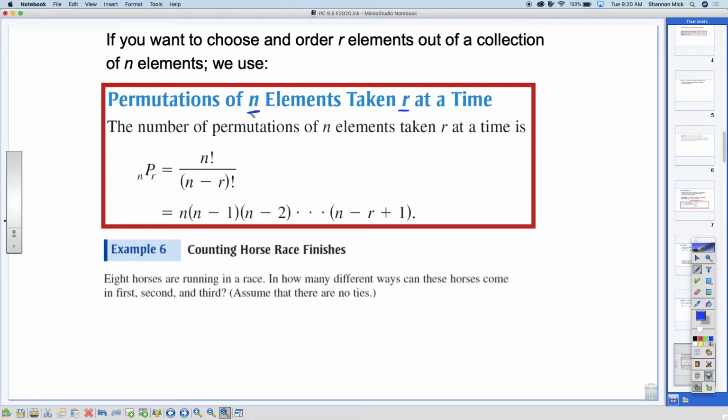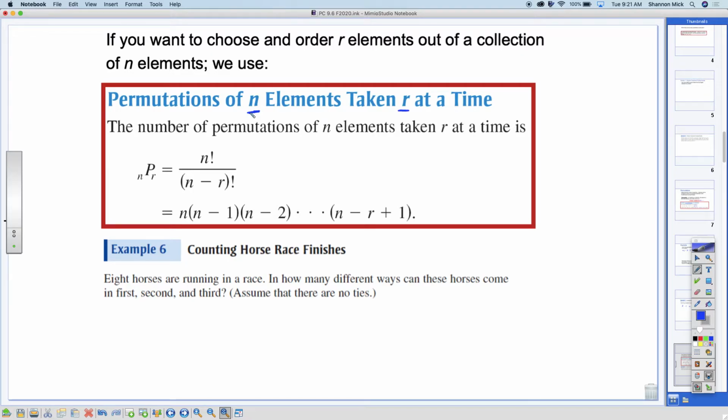So remember, these are permutations, sorry, because what matters? Order. Okay, so permutations, order matters. So I shouldn't say choose. It's 8 permute 3 because we had 3 horses, because we didn't pick all 8. Make sense? So here's the formula.